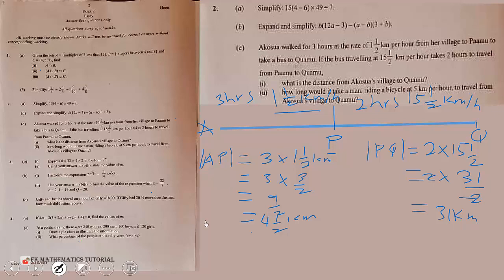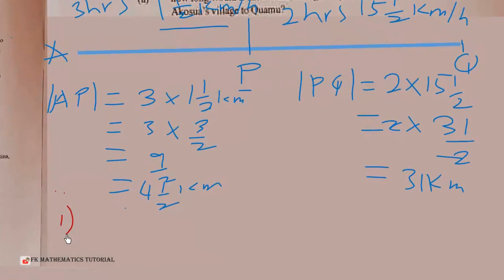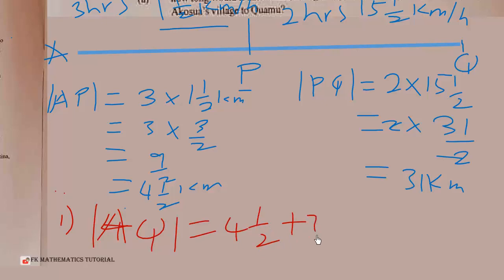Therefore, the distance from Akosua's village to Kwemu, AQ, will be 4.5 plus 31, which is equal to 35.5 kilometers.